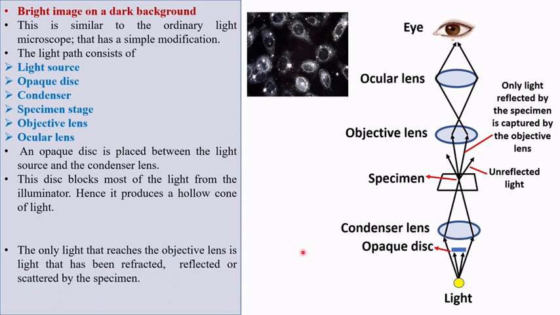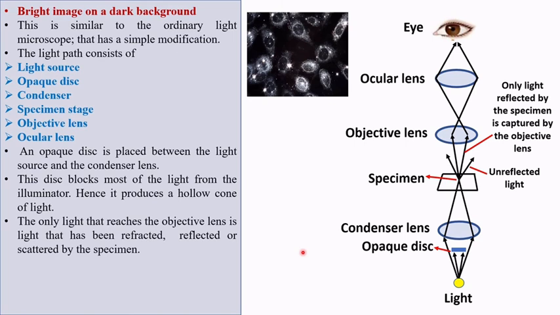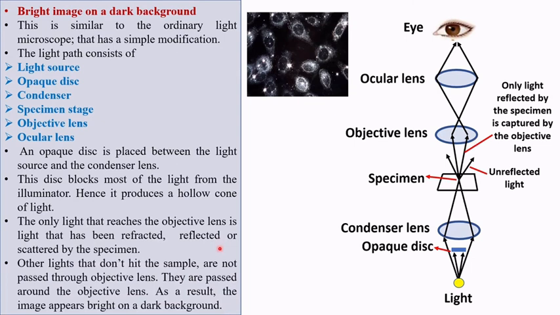The only light that reaches the objective lens is light that has been refracted, reflected, or scattered by the specimen. This one. Other lights that don't hit the sample are not passed through objective lens. So these are unreflected light. They are passed around the objective lens. As a result, the image appears bright on a dark background.